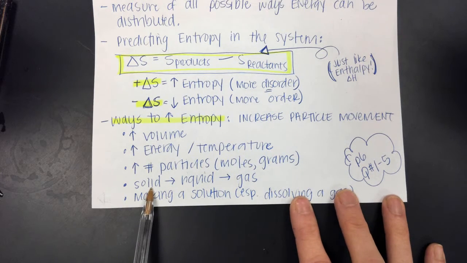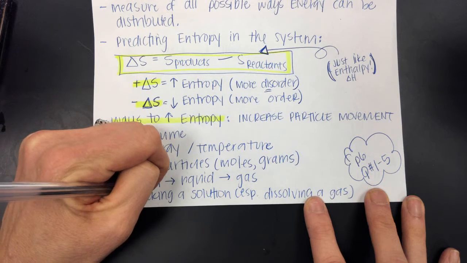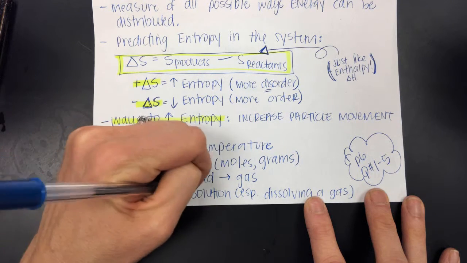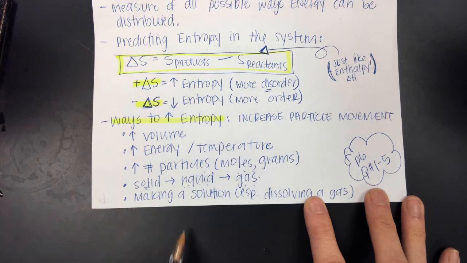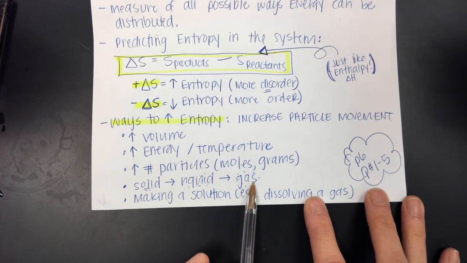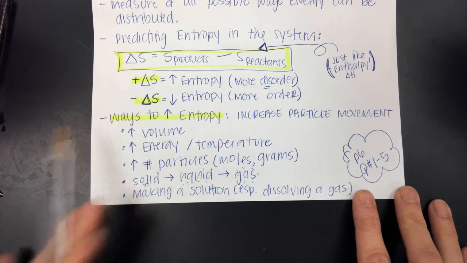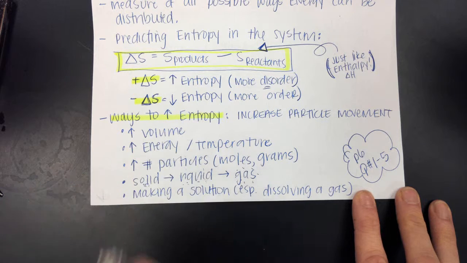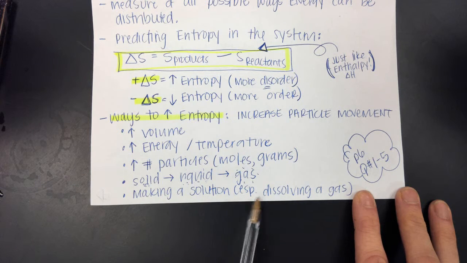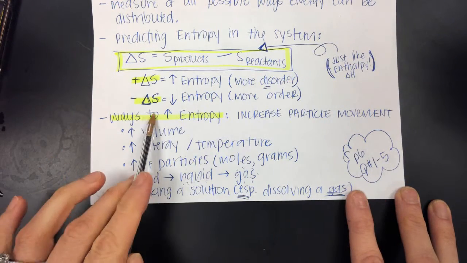If you increase their state of matter: solid particles look like this, liquids are a little bit more spread out, and gas is all over the place. So when you go from solid to liquid to gas, you are increasing the disorder and the entropy. And anytime you dissolve something into a solution, especially a gas, that will increase the entropy.